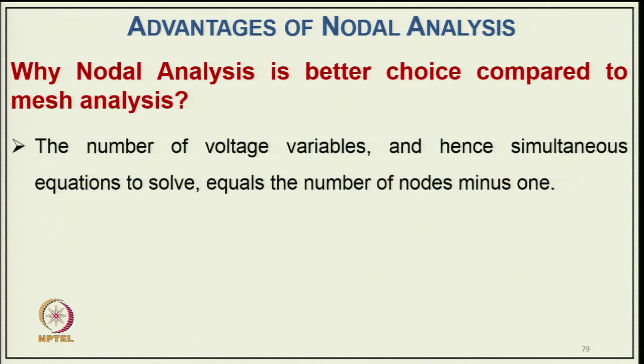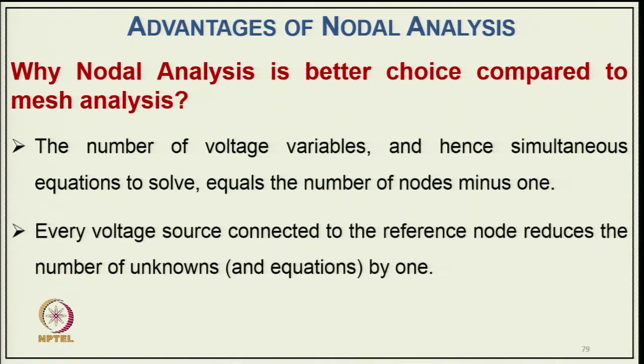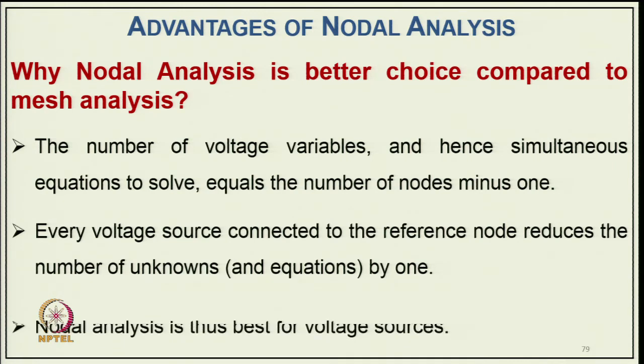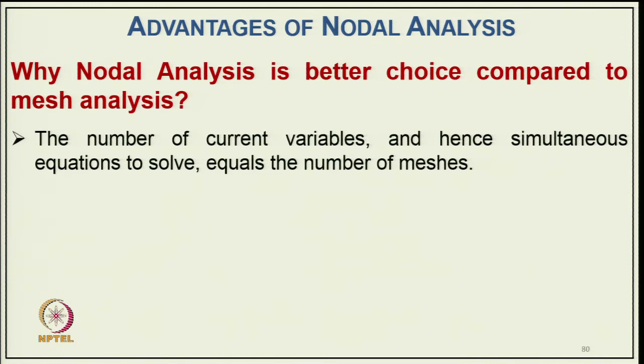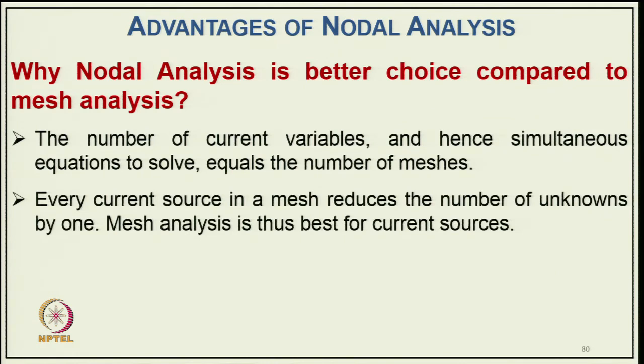So why is node analysis a better choice compared to mesh analysis? Another reason is that the number of voltage variables, and hence the simultaneous equations to solve, equals the number of nodes minus 1, because one node is your reference or ground node. Every voltage source connected to the reference node reduces the number of unknowns and equations by 1, so node analysis is best for voltage sources. The number of current variables, and hence the simultaneous equations to solve, equals the number of meshes, and every current source in a mesh reduces the number of unknowns by 1, so mesh analysis is best for current sources.